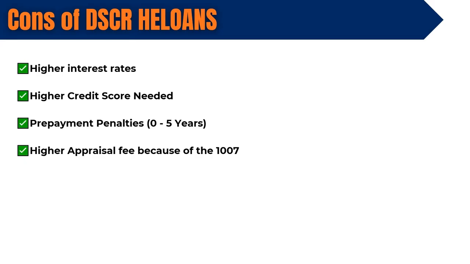So make sure that whoever you're speaking with, you actually know what you're getting into as far as a prepayment penalty, and then potentially higher appraisal fees because a 1007 is needed. And a 1007 is an additional piece of paperwork that basically just looks at other properties that are like yours that are currently rented and what the actual average rent is in that area.